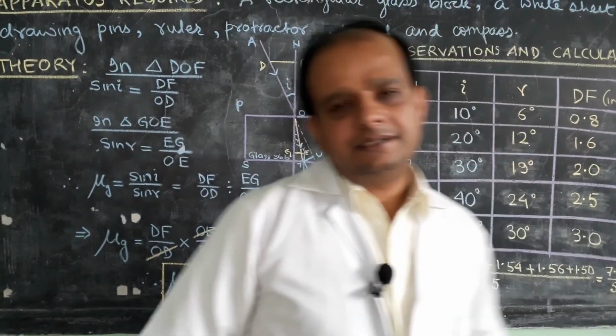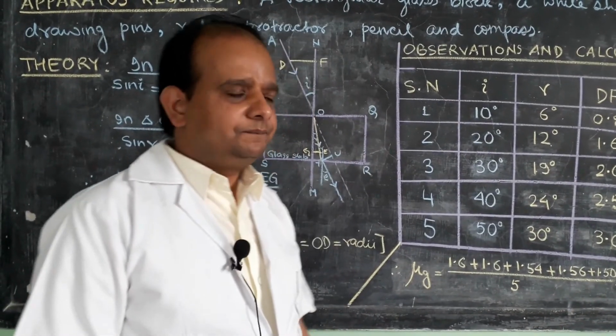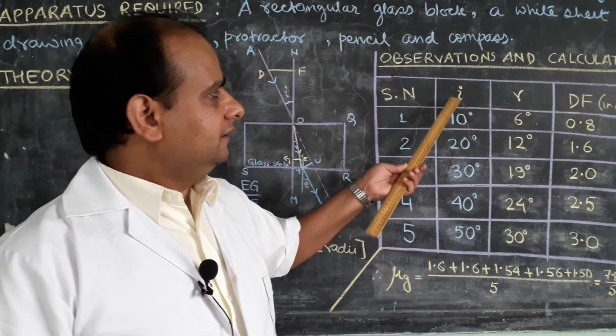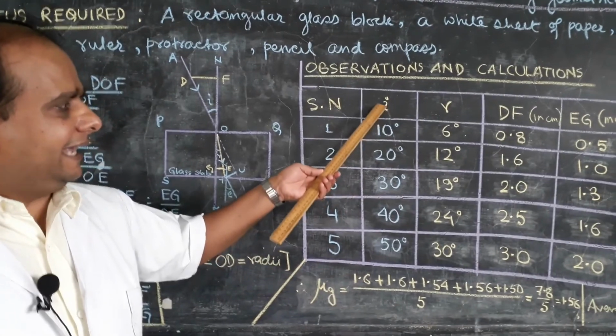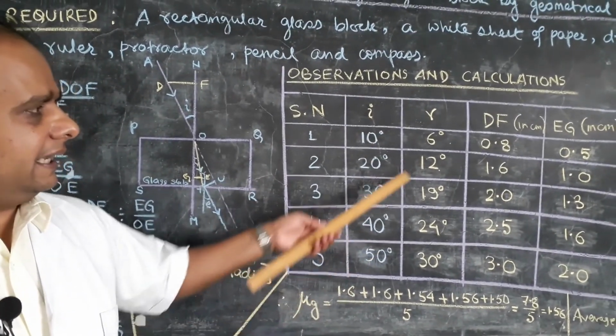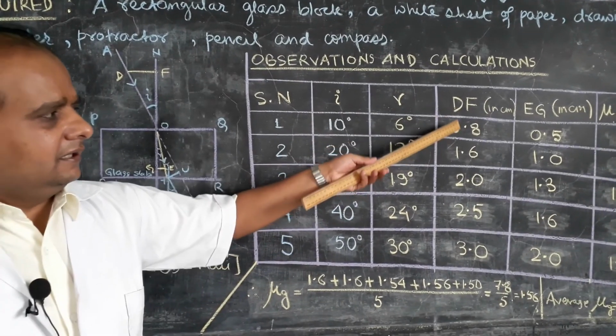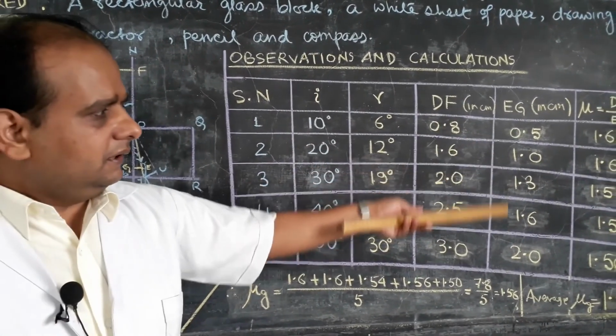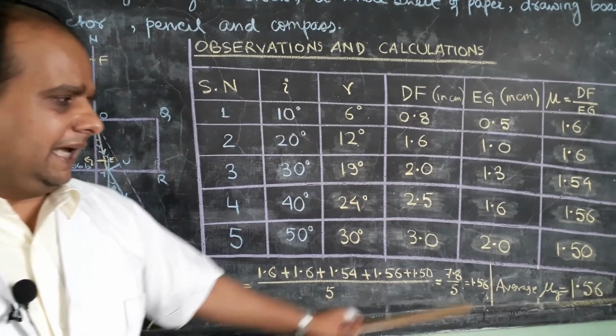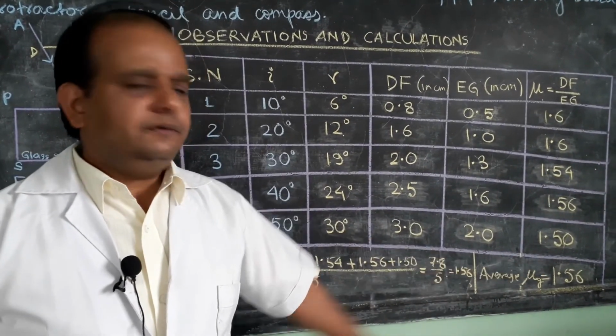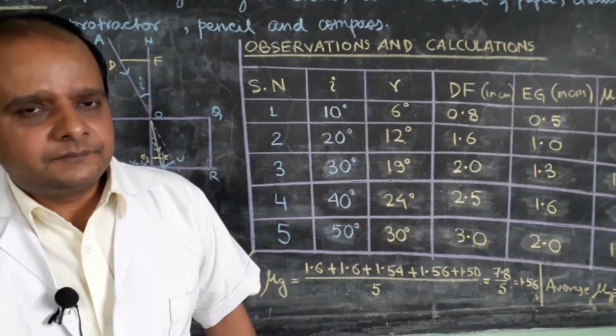So, dear students, I hope all of you have understood this. Now, you can see from the table, as the angle of incidence is increasing, the angle of refraction is also increasing. Similarly, we can see the perpendicular distances are also increasing accordingly, but the average value for mu g is coming 1.56.